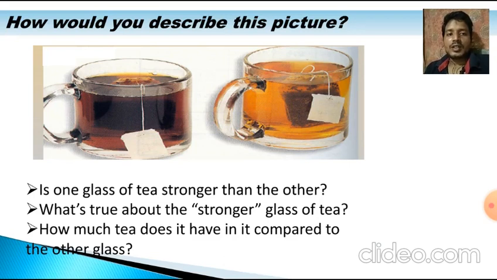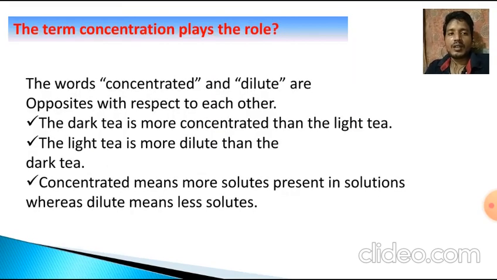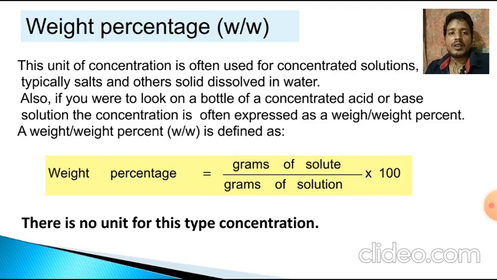Weight percentage is a method of measuring the concentration of a solute in a solution. Weight percentage is defined as the gram of solute by gram of solution into 100. There is no unit for this type of concentration, as it is the ratio of gram by gram. For example, we can calculate the percentage of NaCl in water.